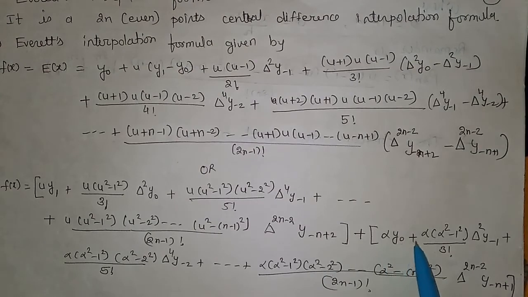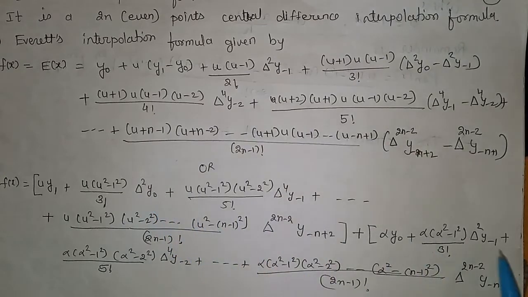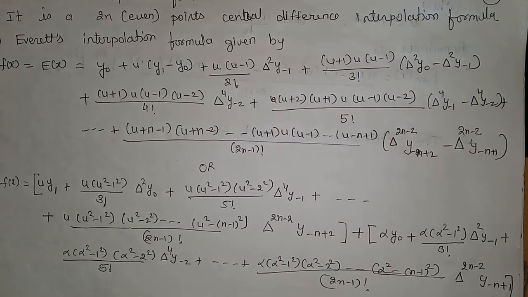So this is alpha y0 plus (alpha square minus 1 square) delta square y minus 1 upon 3 factorial, and so on. If you see this carefully, you will come to know that in the first bracket we write u, and instead of u in the second bracket we write alpha. The remaining things are the same, and if here you write y1, then there you write one difference less every time. So if it is y1, then this is y0, this is delta square y0, then delta square y minus 1, delta raised to 4 y minus 1, then delta raised to 4 y minus 2, and so on. So this is the formula for Everett's interpolation.